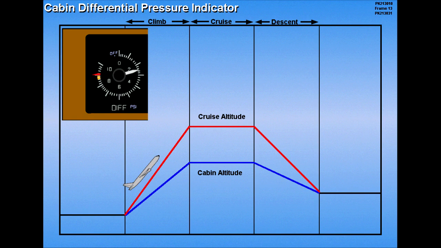The cabin differential pressure indicator displays the difference in pounds per square inch between the cabin altitude and the aircraft altitude. As the cabin climbs, the differential pressure increases until the maximum normal pressure of 8.6 psi is reached. The cabin then follows a climb schedule based on the 8.6 psi differential until reaching flight altitude.